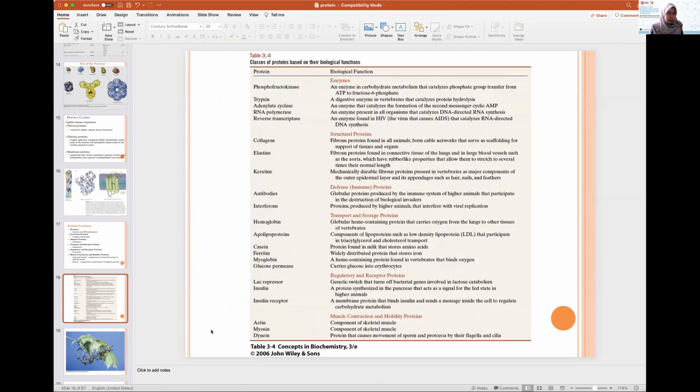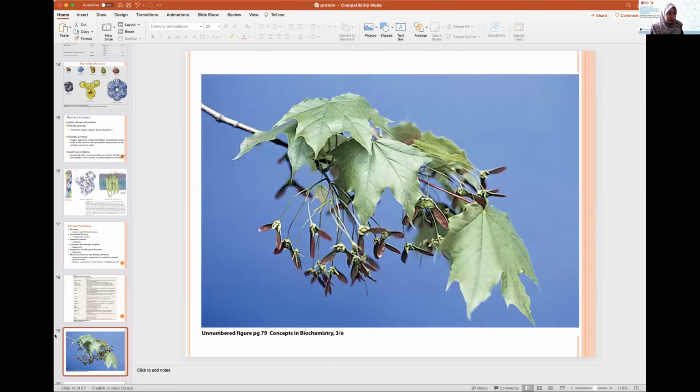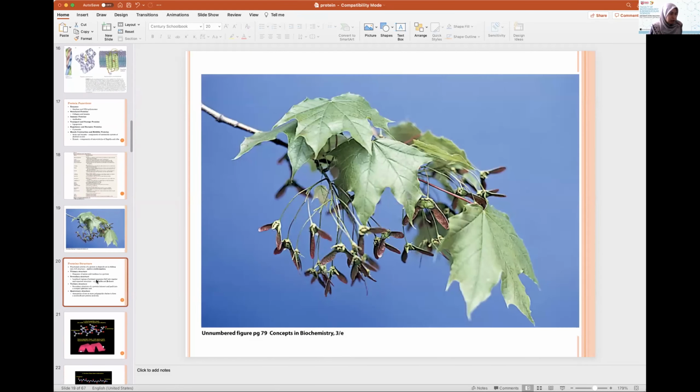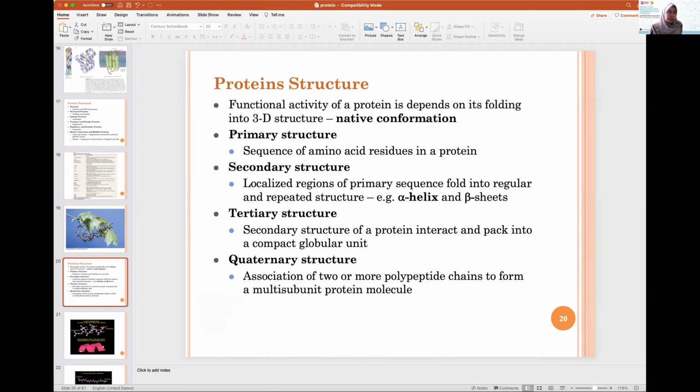This one also you can read. I'm not going to read the notes. Okay, protein structure. We have discussed also protein structure, primary protein structure, the sequence of amino acid residues. Secondary structure, we are going to discuss alpha helix and beta sheet in the next lecture. And then we have tertiary structure, where the secondary structures interact and pack into a globular subunit. And then we have quaternary structure, where we have the association between two or more polypeptide chains to form a multi-subunit protein molecule.